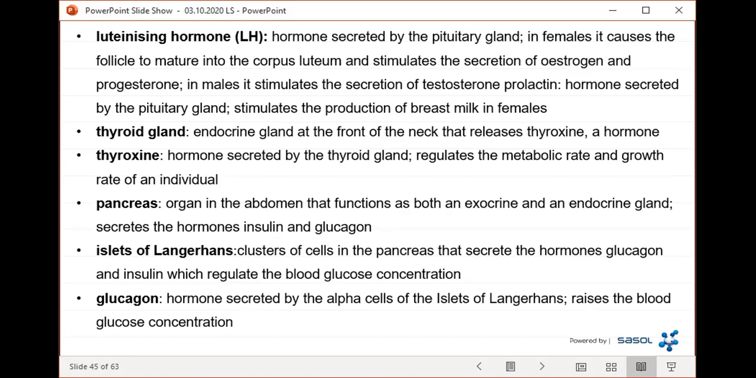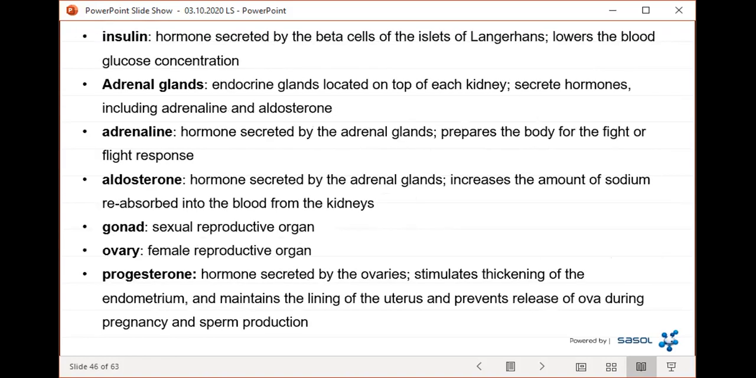So then islets of Langerhans are clusters of cells in the pancreas that secrete the hormones glucagon and insulin, which regulate blood glucose concentration. And we find alpha and beta cells in the islets of Langerhans. Glucagon is a hormone secreted by the alpha cells of the islets of Langerhans, and it raises the blood glucose concentration. And then insulin is the hormone secreted by the beta cells of the islets of Langerhans, and it works to lower the blood glucose concentration.